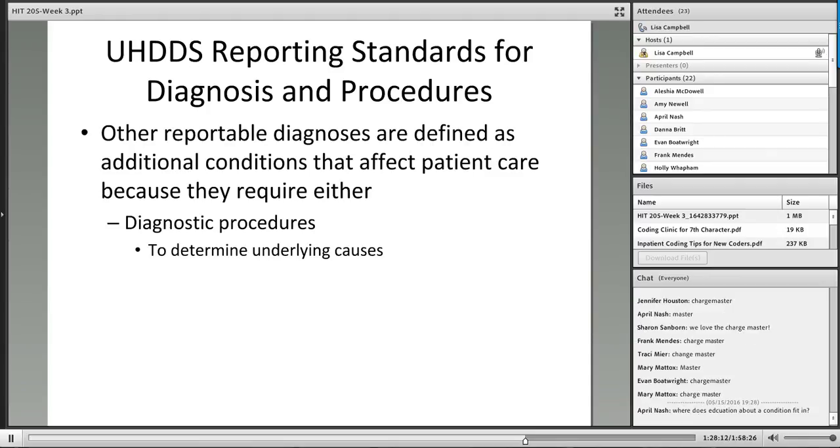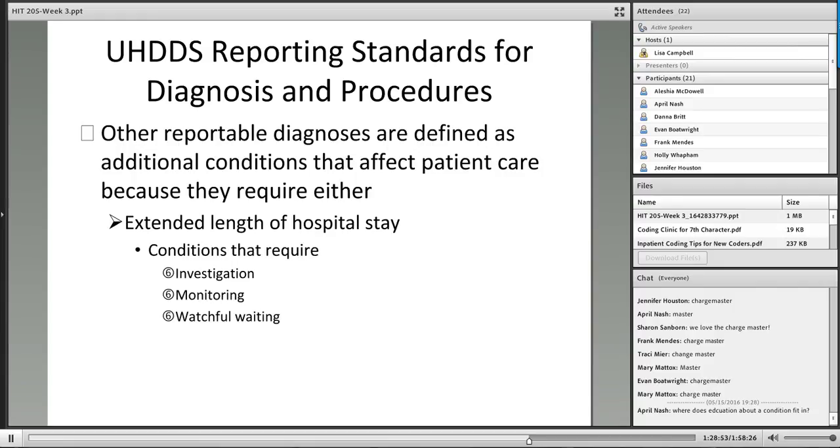Other diagnoses, diagnostic procedures. If there is a diagnostic procedure done to determine the underlying cause, we can capture that as a secondary procedure. So let's think about it. What are some diagnostic procedures? EKG, EEG, EGD, MRI, all those diagnostic tests that can be used to determine the underlying cause. Okay?